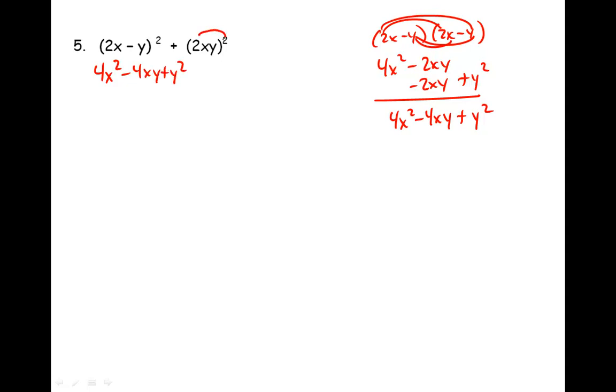On the second term, I'd want to go ahead and distribute that power to a power rule. So this becomes plus 4x squared y squared. And what I recognize here is that I don't have any like terms. I have 4x squared minus 4xy plus y squared plus 4x squared y squared. And since none of those have the same variables, I'm done.